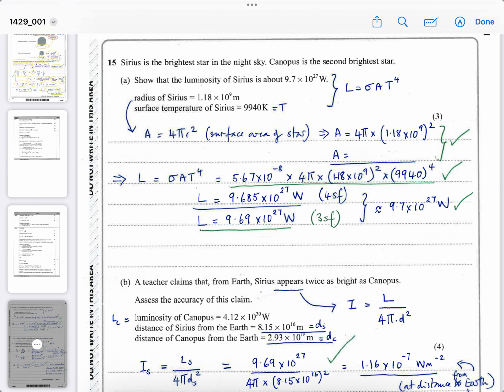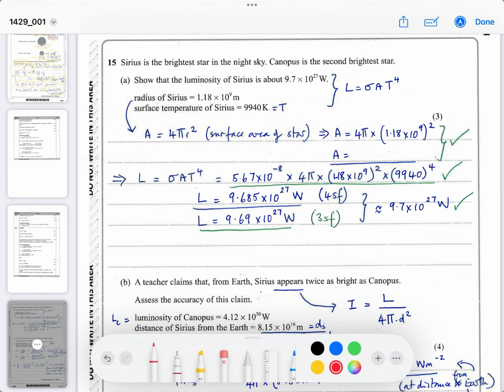So it says, Sirius is the brightest star in the night sky. Canopus is the second brightest star. Show that the luminosity of Sirius is about 9.7 times 10 to the 27 watts. So that's what we've got to show mathematically.